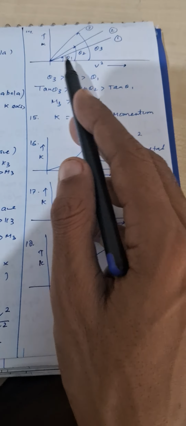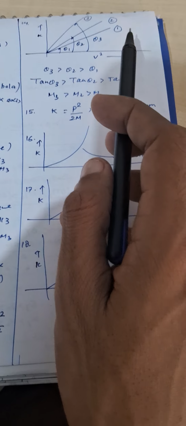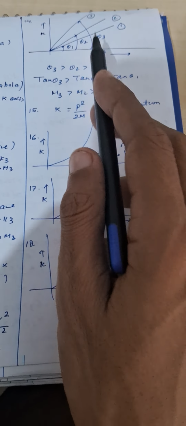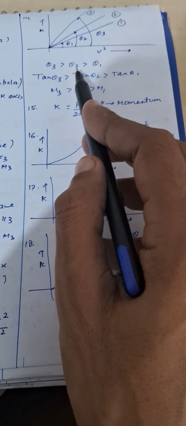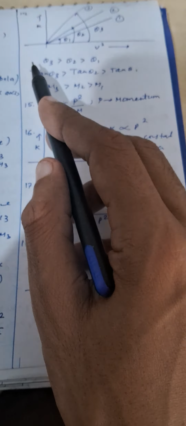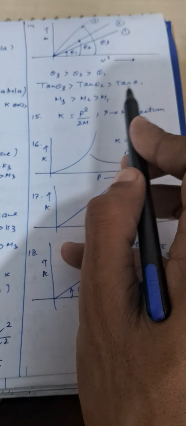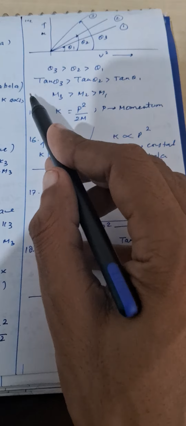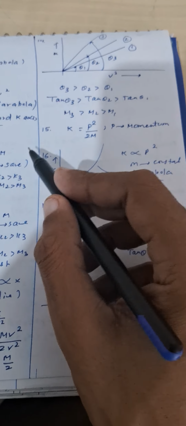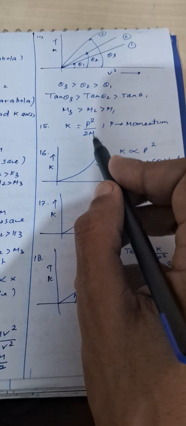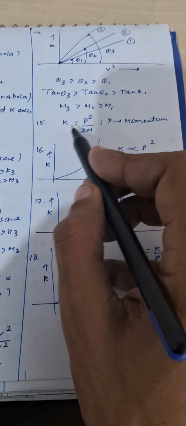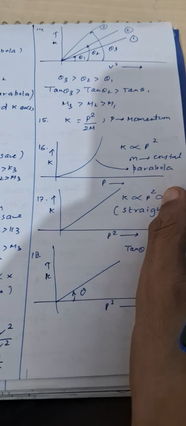Next we have a graph of k versus v square for three different cases, 1, 2 and 3. As we can see from the graph, theta 3 is greater than theta 2 greater than theta 1, which means tan theta 3 is greater than tan theta 2 greater than tan theta 1, which means m3 greater than m2 greater than m1. Next there is a relation between mass, momentum and kinetic energy using this equation, k equals p square by 2m.